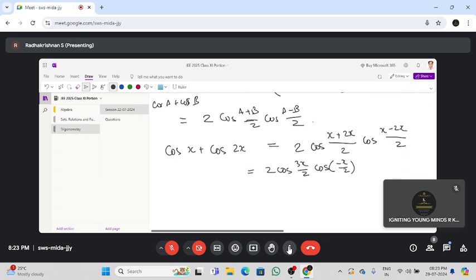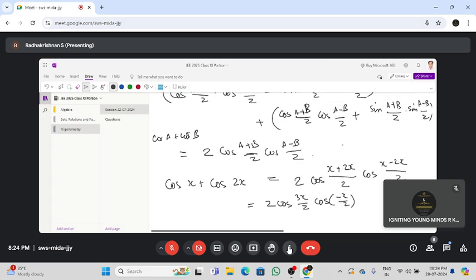In the fourth quadrant, cos is positive. Instead of cos A plus B, we could have written it as cos B plus A also. Then it becomes B plus A by 2 minus B minus A by 2. But anyway, cos of minus x by 2 is equal to cos of x by 2. So now we can write it as 2 cos 3x by 2 cos x by 2.